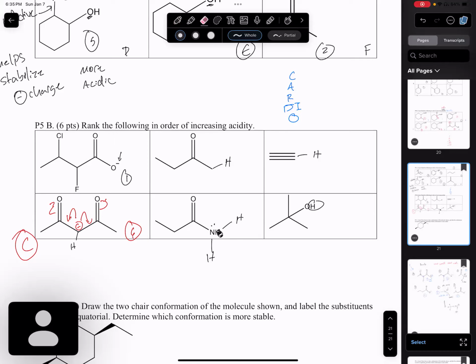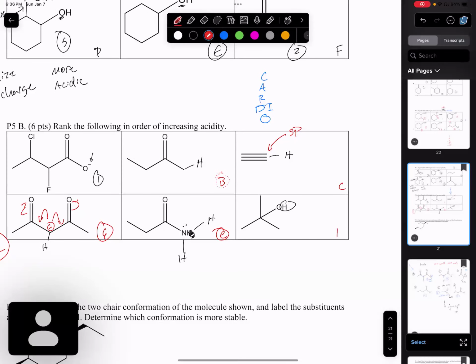So I guess we can compare D and let's see which one first. Because here we're talking about orbitals, right? This would be sp orbitals. Here we're looking at which one has more resonance and electronegative atom. All right, so let's compare B and E later. But let's compare C and F. Which one's more acidic?